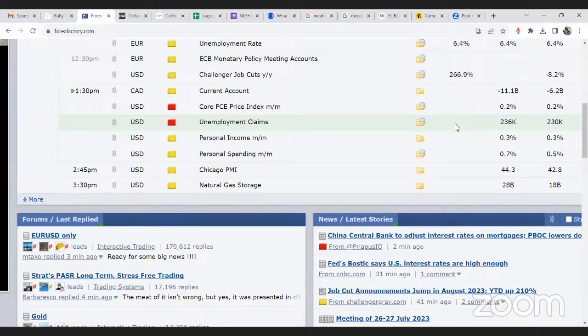And if that happens, we'll see a continuous fall in the dollar, and we'll likely see a push up in GBP USD, Euro USD, and especially GBP USD, Euro USD. We'll see a push down in USD CAD, USD JPY, USD CHF when this data comes out.